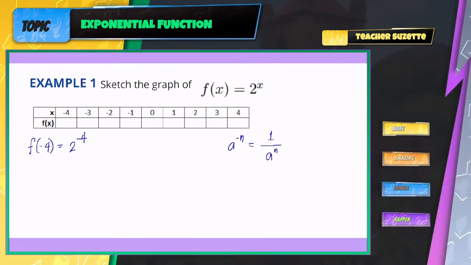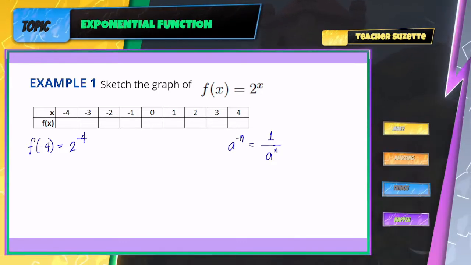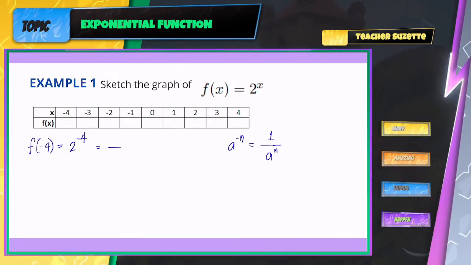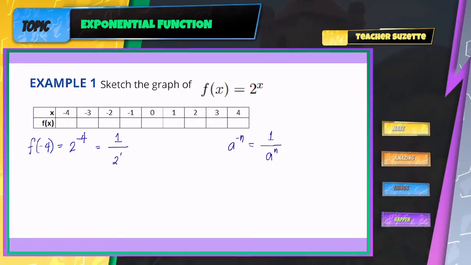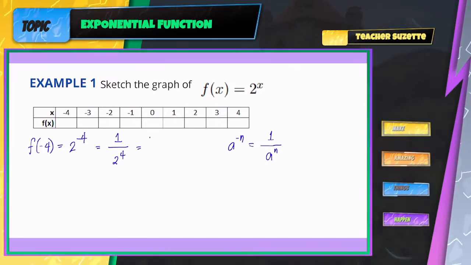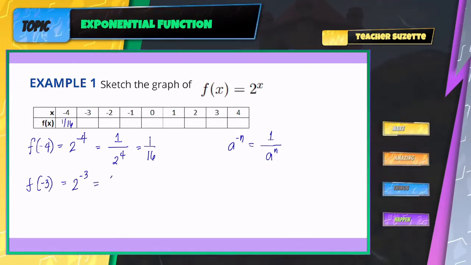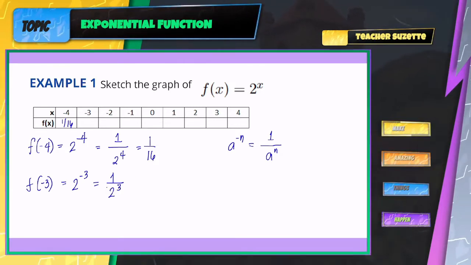Just like our definition, let's do this to our 2 raised to negative 4. It becomes the reciprocal, so you will have 1 over 2 raised to 4. And 2 raised to 4 is 2 times 2 times 2 times 2. That is equal to 1 over 16. Then, let's continue. We have negative 3. So, that is 2 raised to negative 3. Reciprocal. You have 1 over 2 raised to 3. And 1 over 2 raised to 3 is 1 over 8.